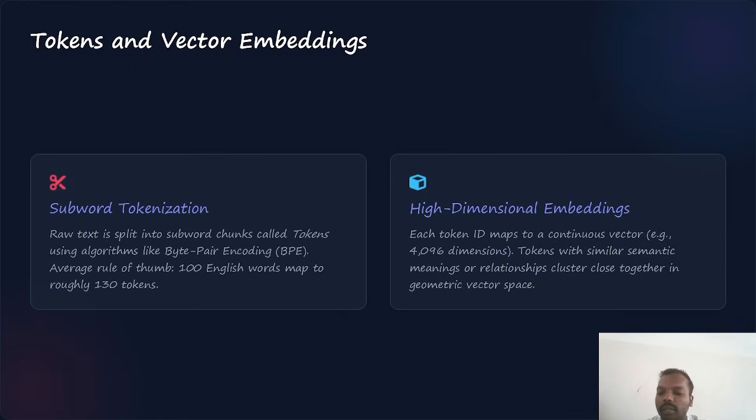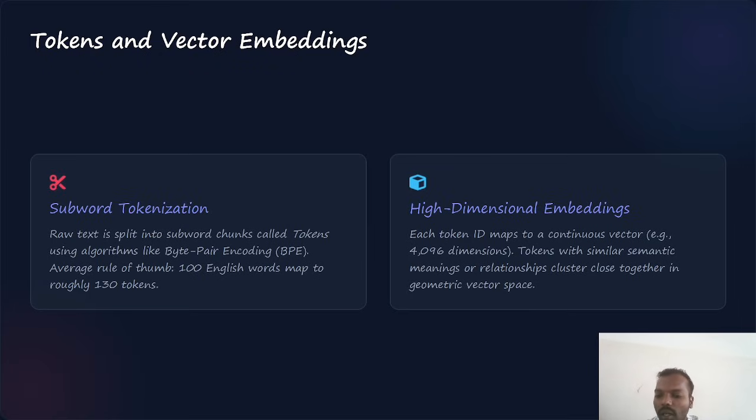Now, tokens and vector embeddings. So how does a computer actually read human language? It doesn't read words, it reads numbers. First, raw text undergoes subword tokenization, breaking words down into smaller chunks called tokens. For example, a common word might be one token, while complex words get split up.